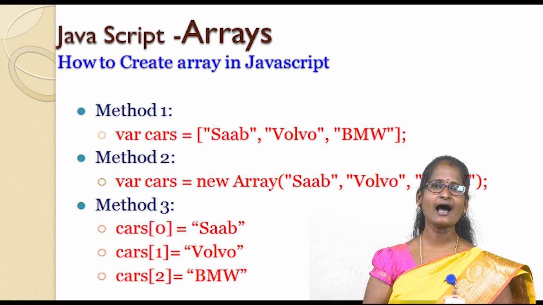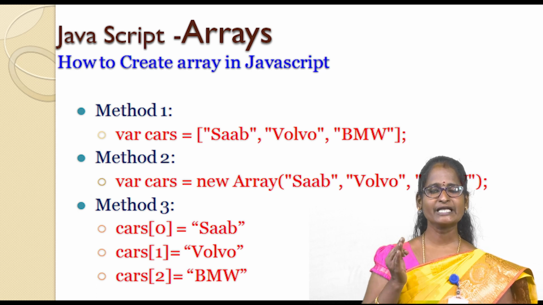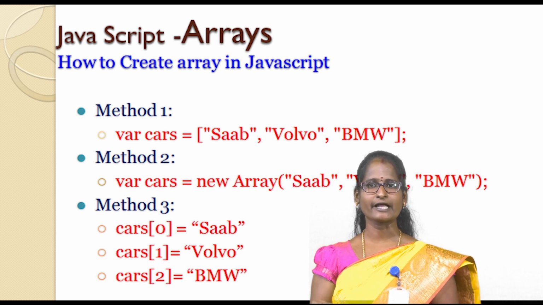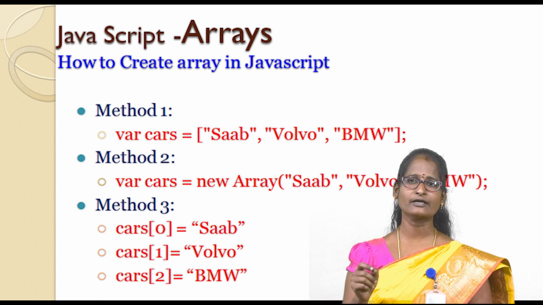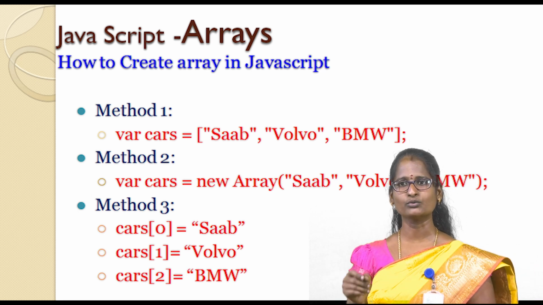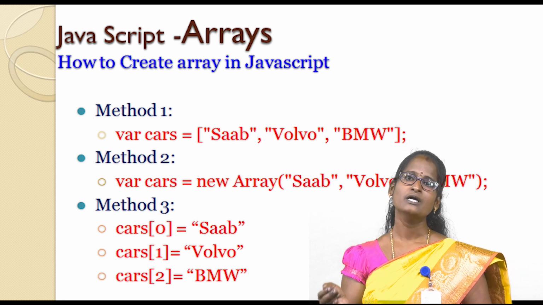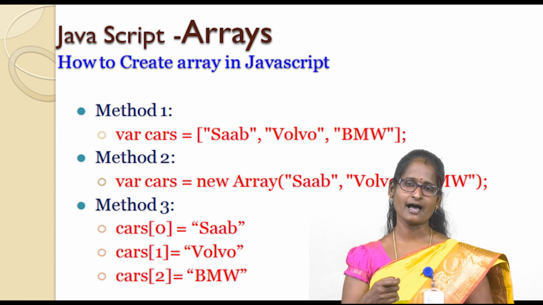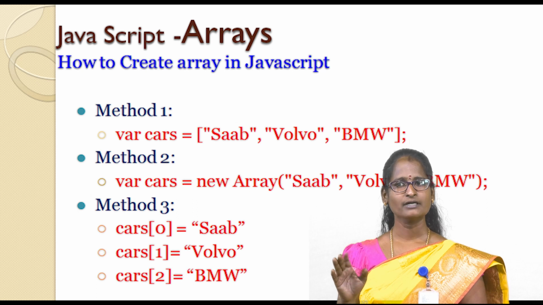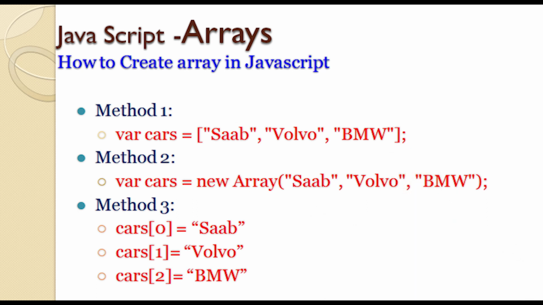How to create an array in JavaScript. There are three methods for initializing an array in JavaScript. The first method is var cars equal to, in square brackets, the car names using double quotes: Saab, Volvo, BMW. It is one of the methods of declaring the array. The second one is var cars equal to new Array of the car names using double quotes: Saab, Volvo and BMW.